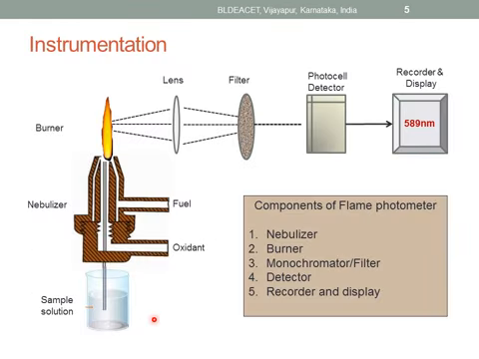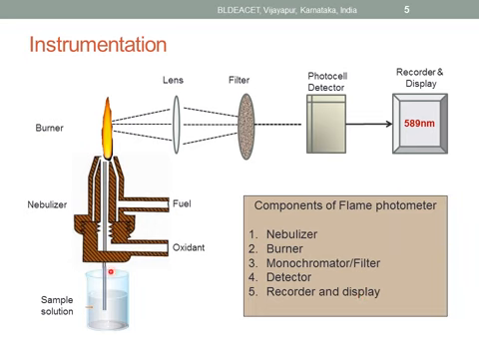Coming to the instrumentation part of flame photometry, the components include a nebulizer, which converts the solution into a fine spray, then a burner, also called an atomizer. It helps in evaporating the solvent. Then a monochromator or filter to produce the desired wavelength, then a detector, followed by a recorder and a display.